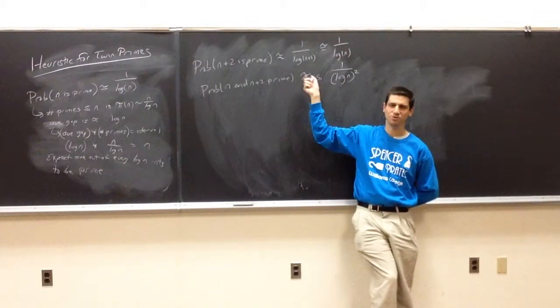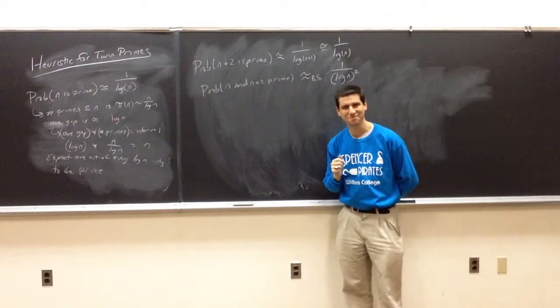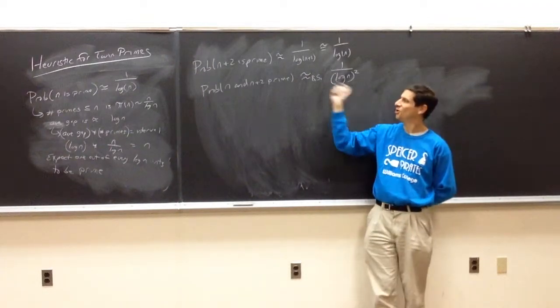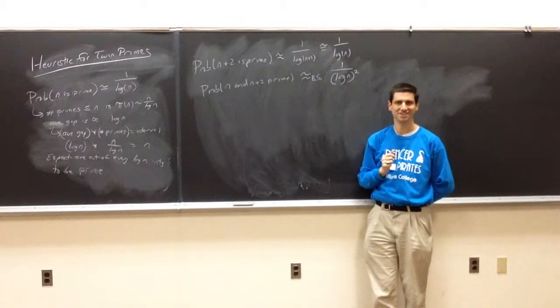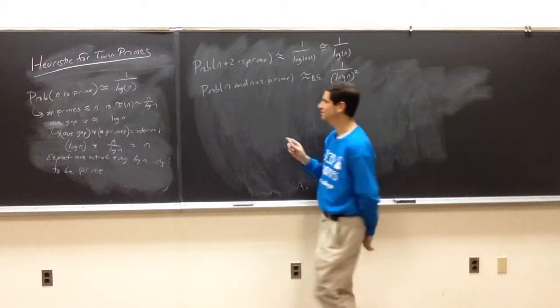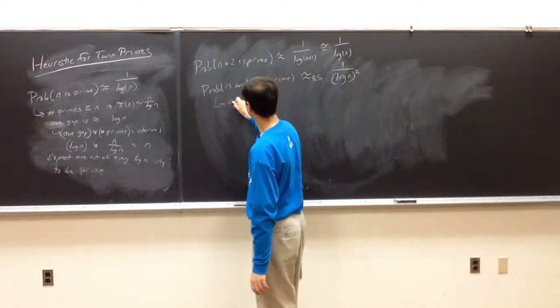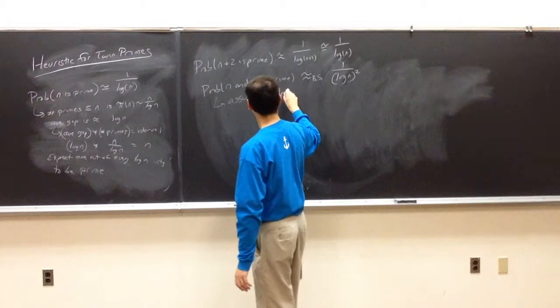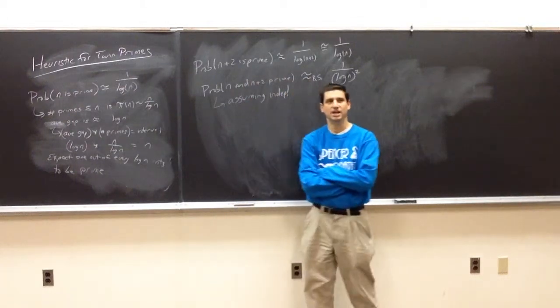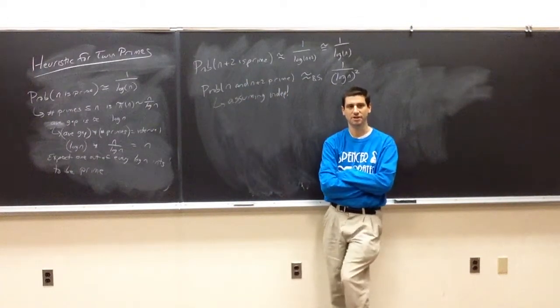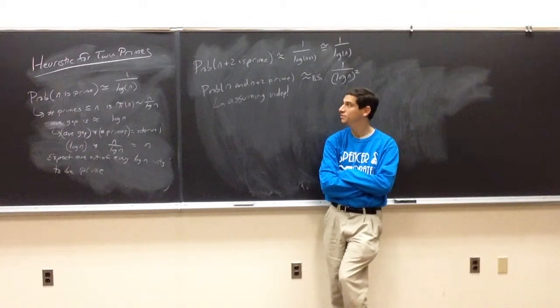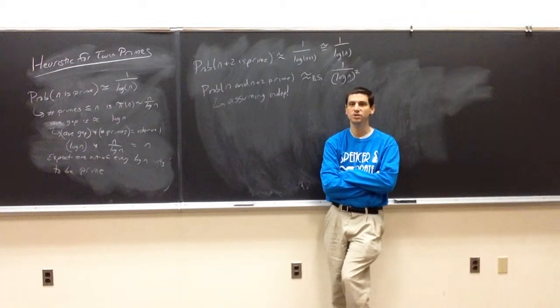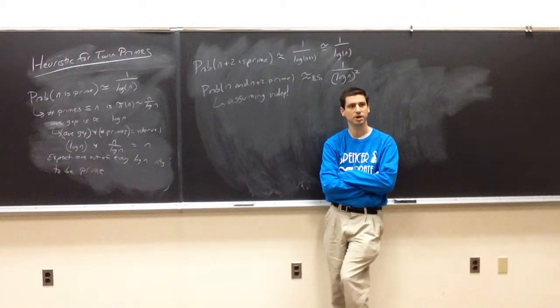Oh, that's probably telling you to read Borevich, Shafarevich, or something like that. So why is this step problematic? We assume the primes are independently distributed. Right, this is assuming independence. If I know that n is prime, that gives you some information about n plus 2. Do you think n plus 2 is more or less likely to be prime?